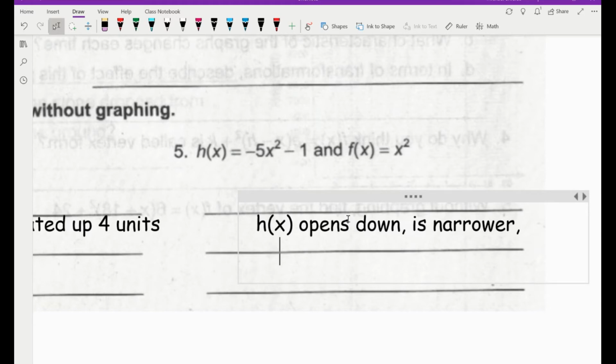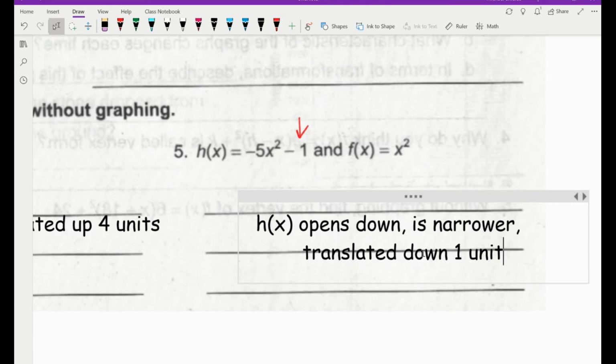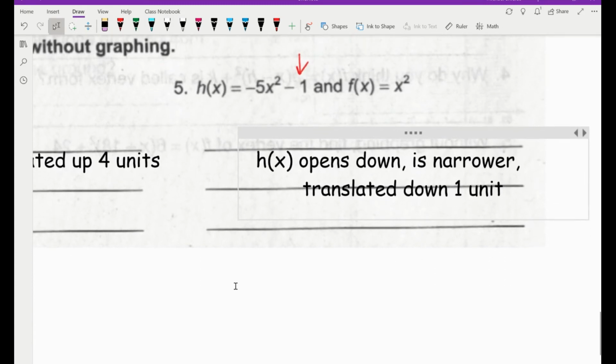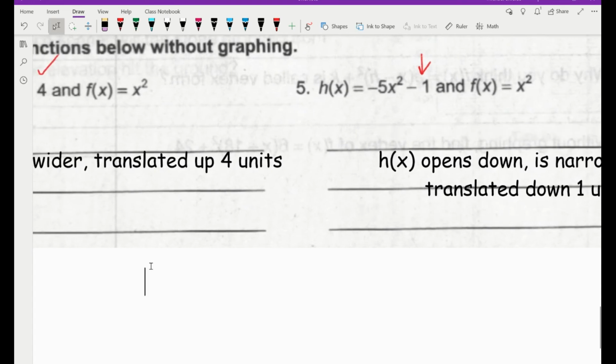And lastly, the -1. That means it's translated. All the points are sliding either up or down if it's -1. This -1 here. They are translated down 1 unit. And that's it. Now for transformations, we're using the word opening up and opening down.